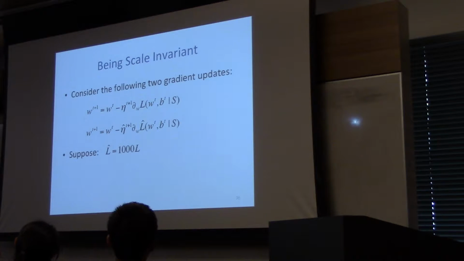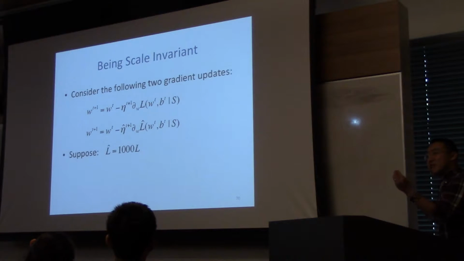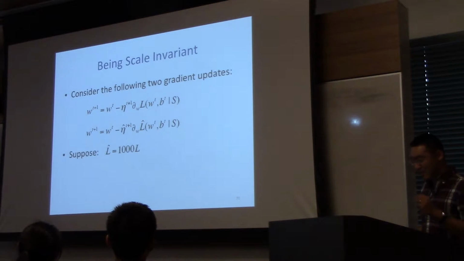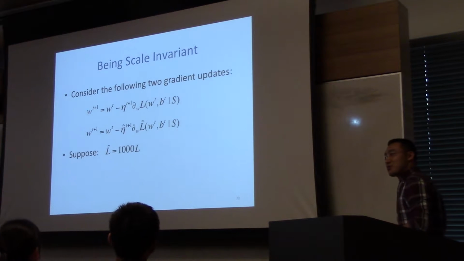So now let's go back to talking about being scale invariant. Consider the following two gradient updates. We have two loss functions, L and L hat, and suppose, as a thought experiment, we're optimizing one or the other. The relationship between L hat and L is that L hat is just L times 1,000. So qualitatively, it's the exact same optimization problem, the exact same learning problem. The optimal solutions should be exactly the same.